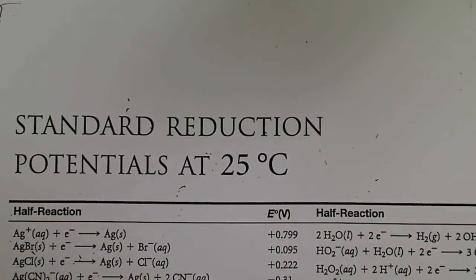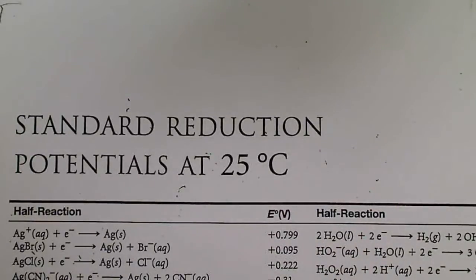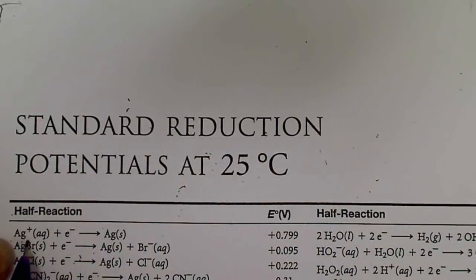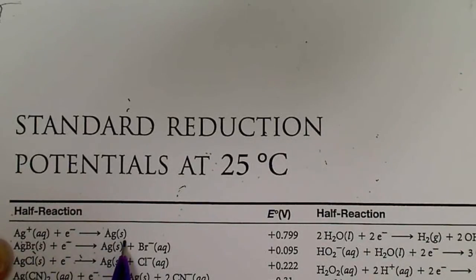We are looking at a table of standard reduction potentials. Standard meaning the temperature is 25 degrees Celsius and any aqueous solutions are 1 molar. And if we recall, reduction means the gain of electrons. So if we look at silver, silver plus 1, if it was dissolved in solution and gained an electron, would be reduced to the element silver. So elements have a charge of 0.